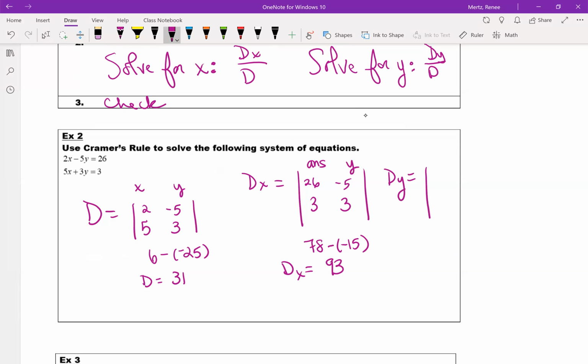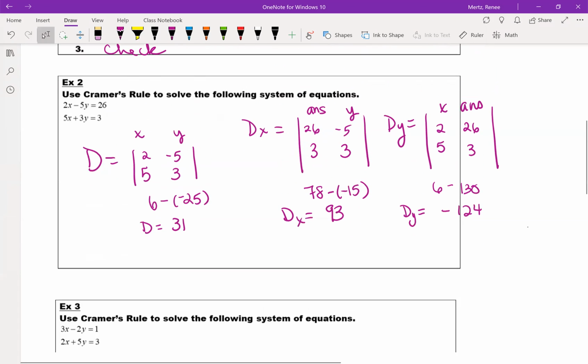d of y. This time we get x and then answers. The x values are 2 and 5. The answers are 26 and 3. Multiply the diagonals. 6 minus 130 is -124. So d of y equals -124.